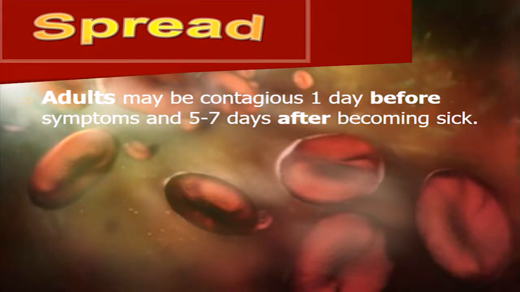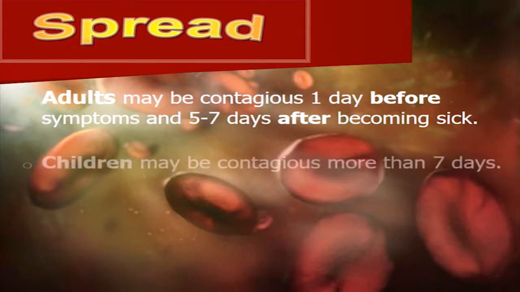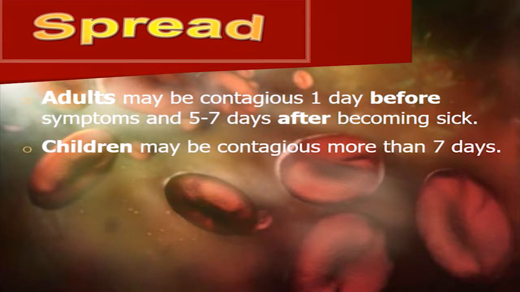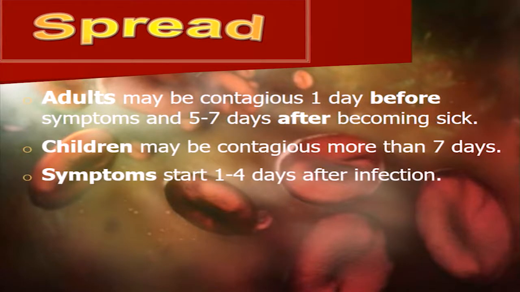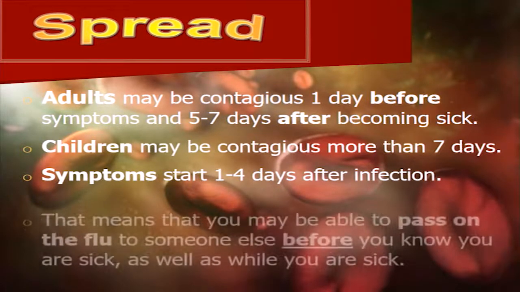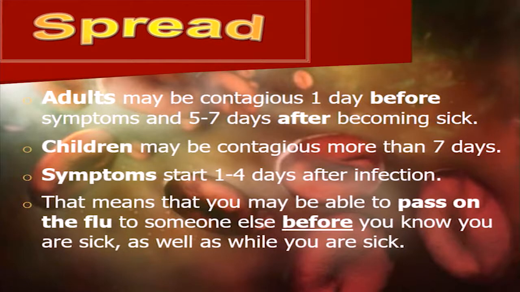Spread. Adults may be contagious a day before symptoms and 5 to 7 days after becoming sick. So you're feeling better, come back to work? Not necessarily. Talk to your supervisor. Make sure that you're not spreading your disease a couple of days after just because you're feeling better. Children may be contagious for more than 7 days. Symptoms start 1 to 4 days after infection, which means for 1 to 4 days after you're infected, you may not even know it, but you could be spreading things. That means you may pass on the flu to someone else before you even know you're sick, as well as while you're sick.